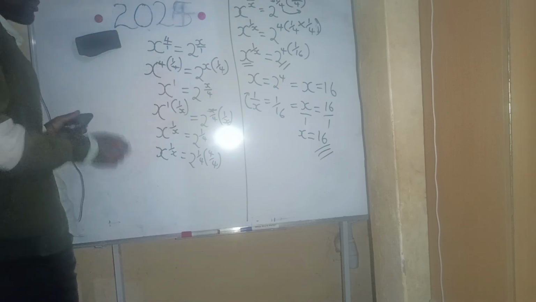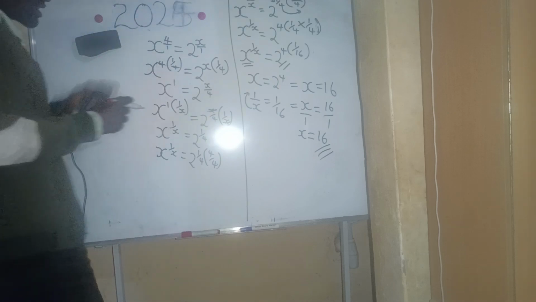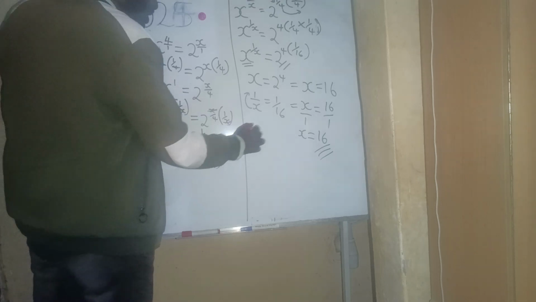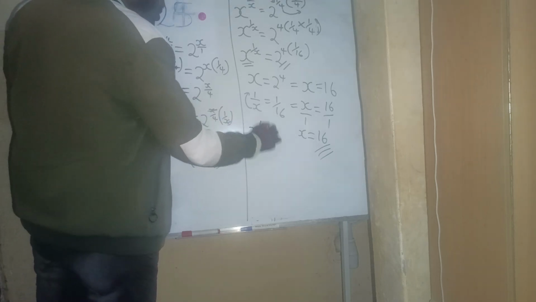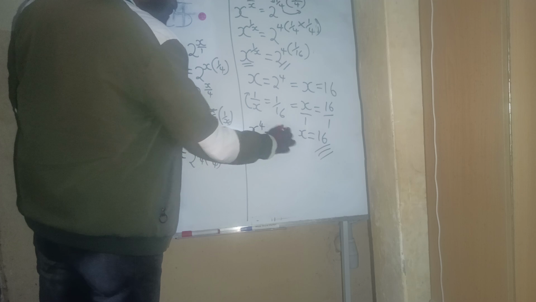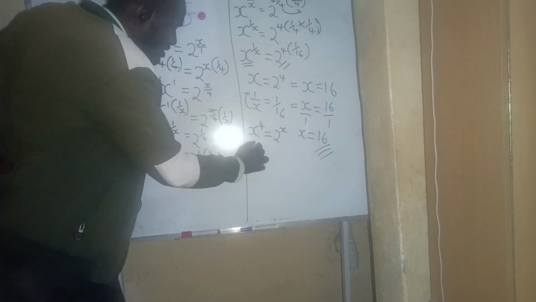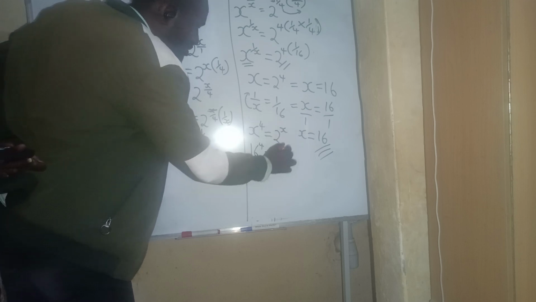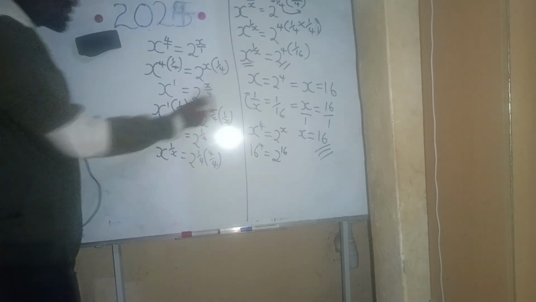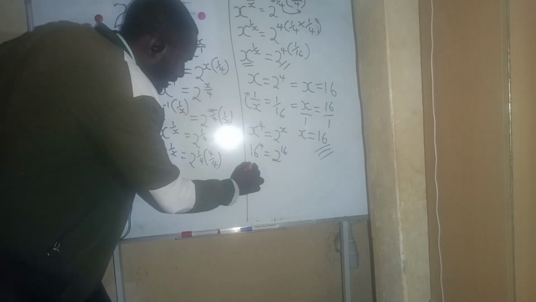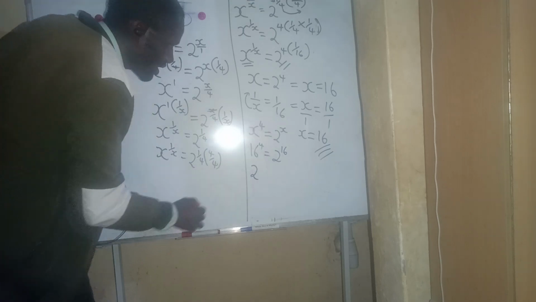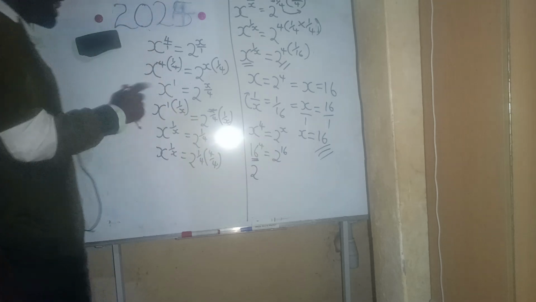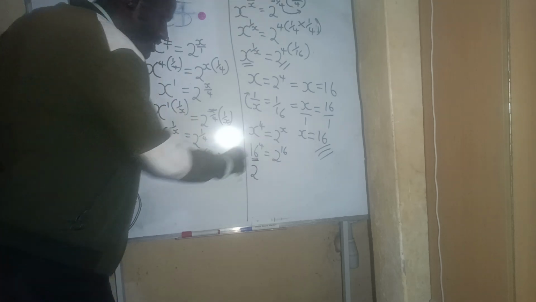We may want to confirm if our answer is correct or not. We can just get back to this. We shall have x raised to 4 being equal to 2 raised to x. So x is 16. So we have 16 raised to 4 being equal to 2 raised to 16. I can simplify this. How? Of course, I want to ensure that the bases are the same to confirm that the answer is correct. So our base here is 16.